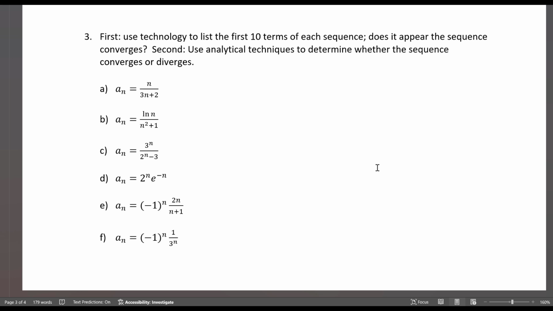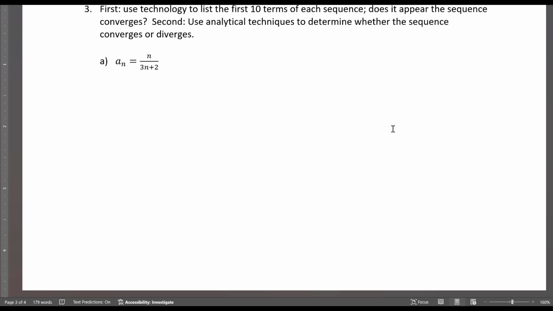So for the set of problems that we have here, the instructions say, let's first use technology to list the first 10 terms of each sequence. And does it appear whether the sequence converges? And then second, let's use analytical techniques to determine whether the sequence converges or diverges. All right, so let's just focus on letter A for just a moment. So let's use technology to take a look at the first 10 terms of that sequence and see if we can observe whether those terms are approaching a finite value, if there's a limit, or whether they're growing without bound.